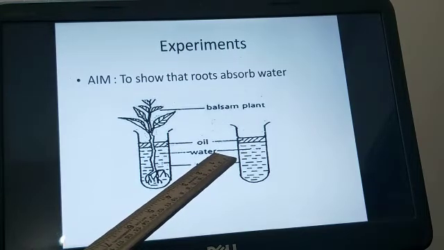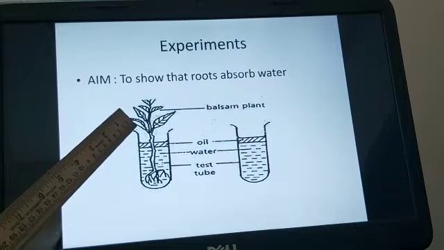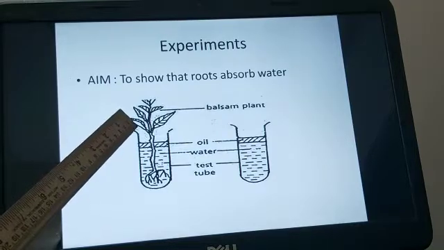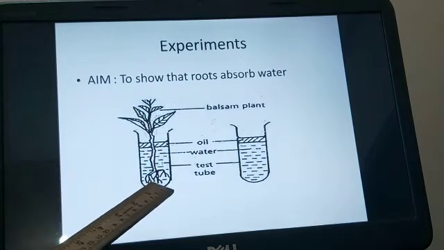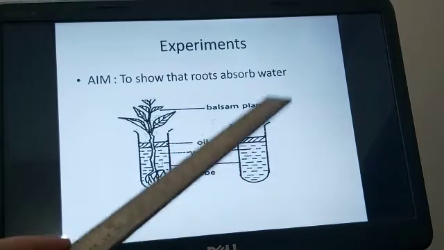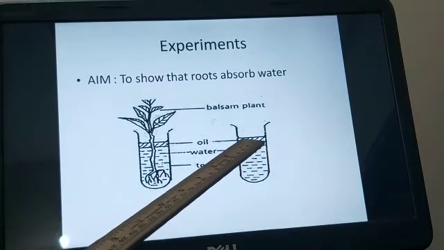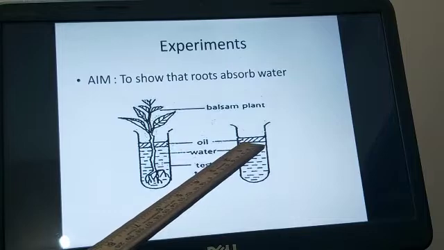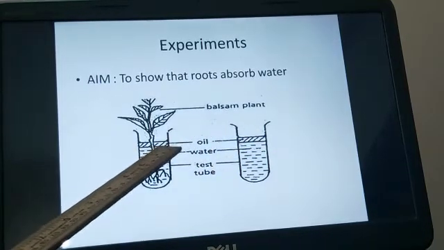Now in one test tube, there is a plant. You can take a small herbaceous plant like a balsam plant. So in one test tube, a plant with the roots is kept, and the other test tube is taken as a control. It is an experimental test tube. It's a control. Nothing is kept in this particular tube. Now a tiny amount of oil is overlaid in the test tube after you put the water. So here you can see the oil and here you can see the oil.